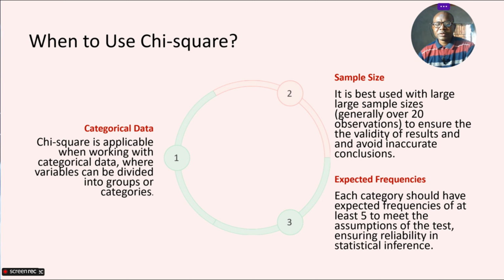And number two, the expected frequency that we have in our distribution should at least be 5. So the expected frequency should at least be 5. Otherwise, whatever result we get from our chi-square statistics or test will not be considered statistically reliable.